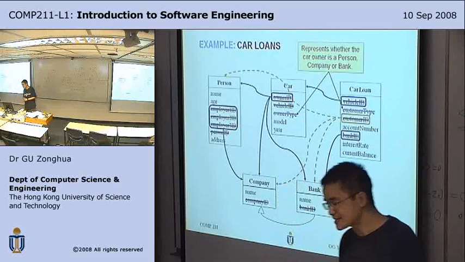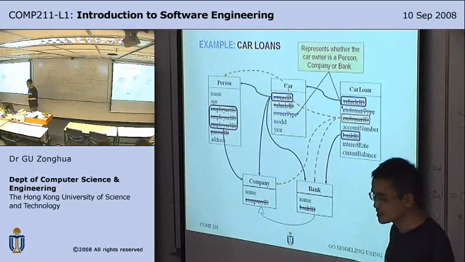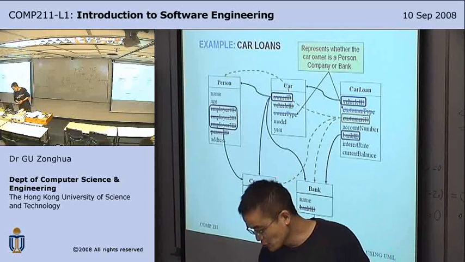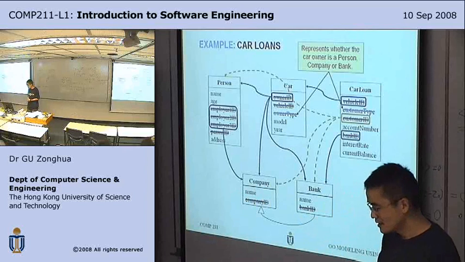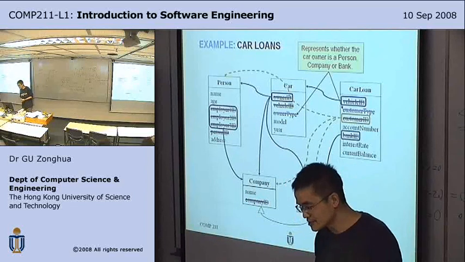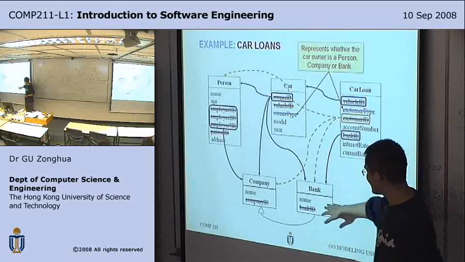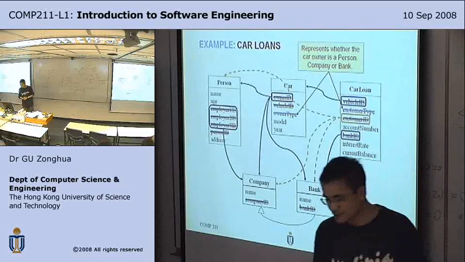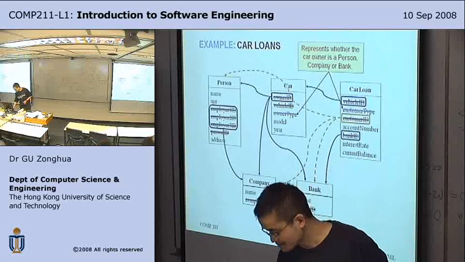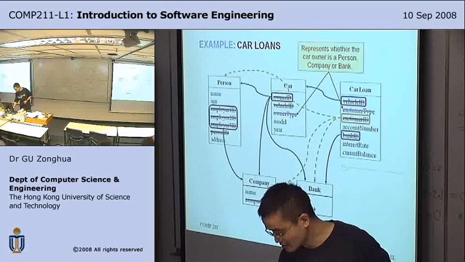And then you realize that a bank is just a special company. So you don't really need a separate bank class. You can inherit from company so that you can delete this name attribute from bank because it's an inheritance relationship.